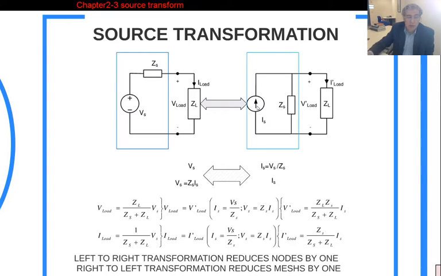That's the advantage. The other way around, if you decide to solve your circuit by using the mesh current method, and the circuit is given to you in this form, then if you do the source transformation, you can reduce the number of meshes. How? You've got two meshes here, but in here you've got only one mesh. So you reduce the number of meshes, which means you reduce the number of Kirchhoff voltage law equations that you're going to write for the meshes. That's why it is important.